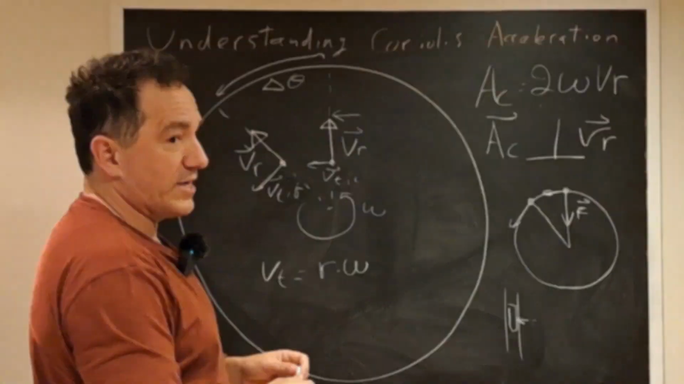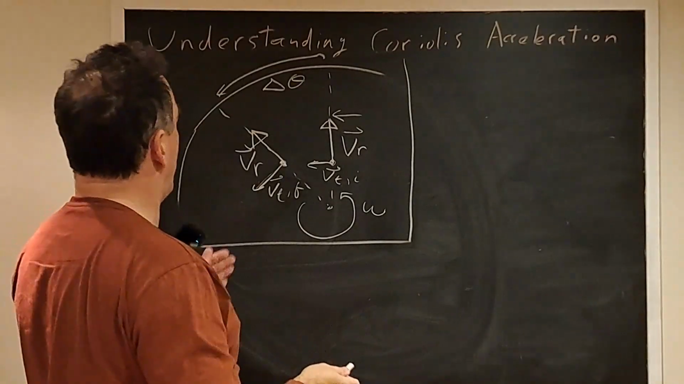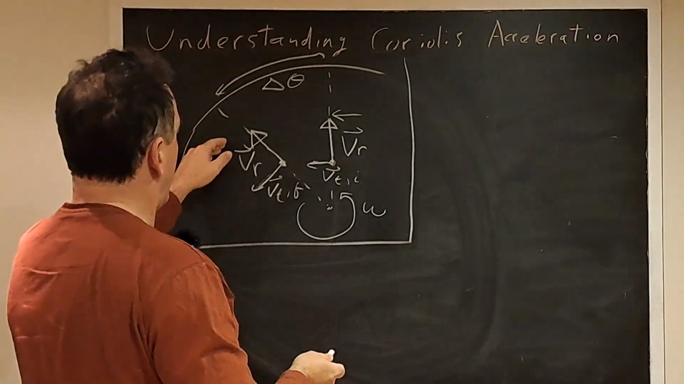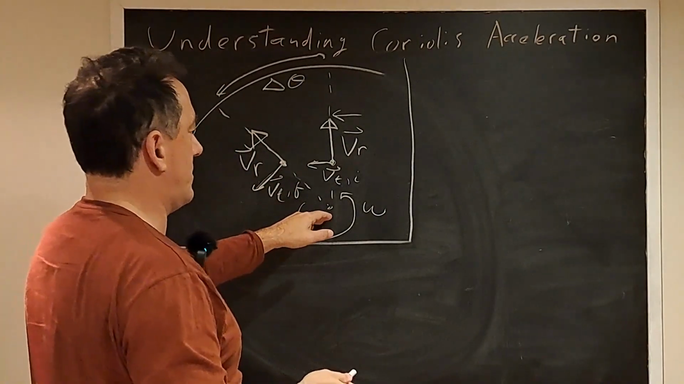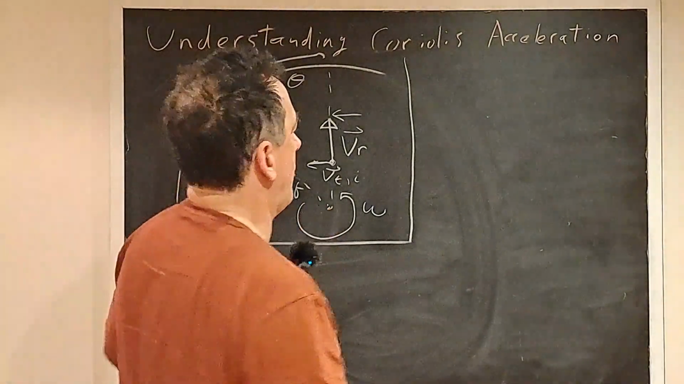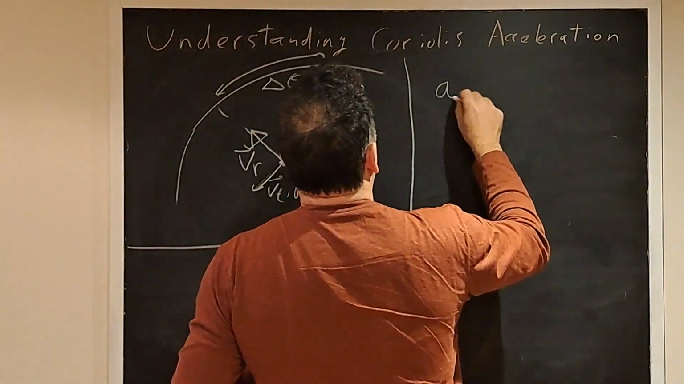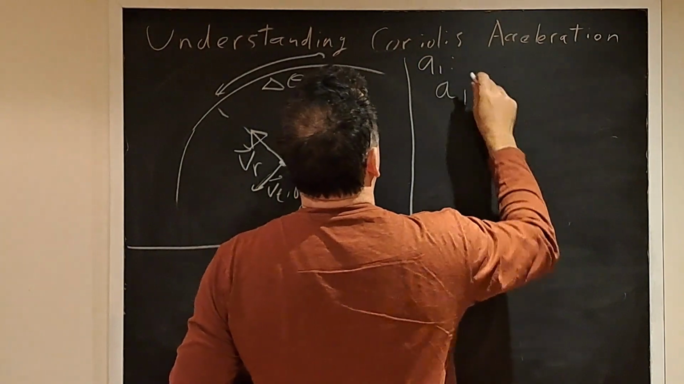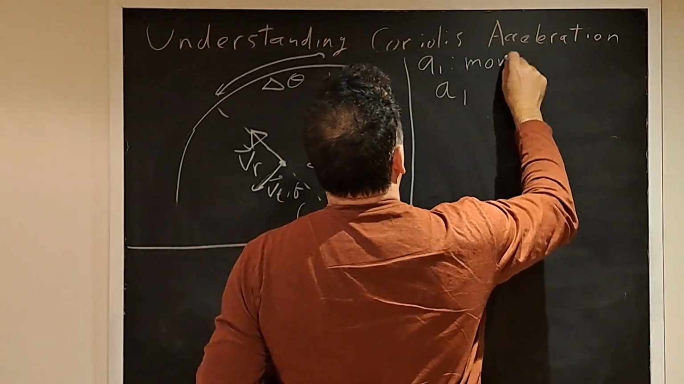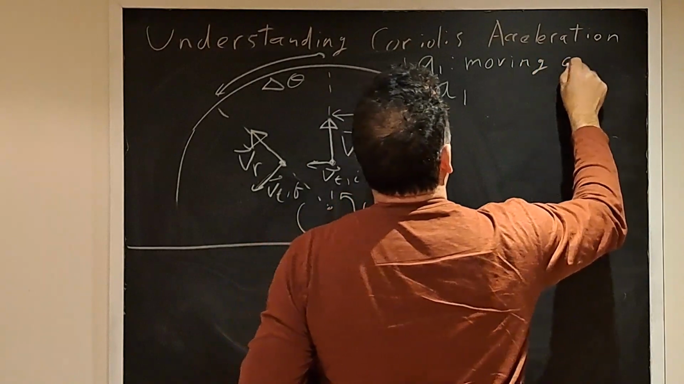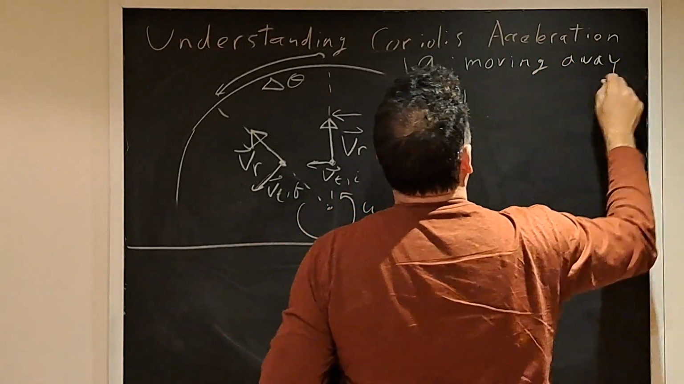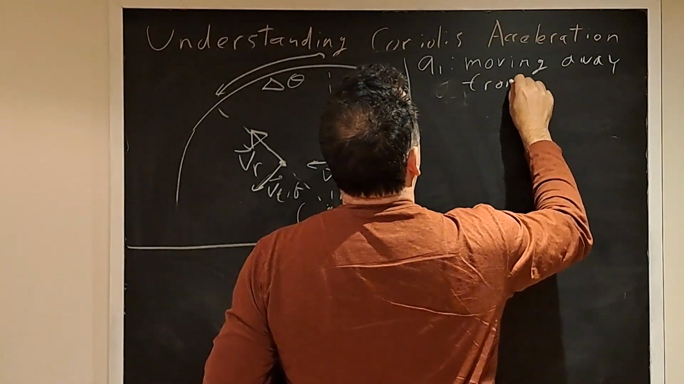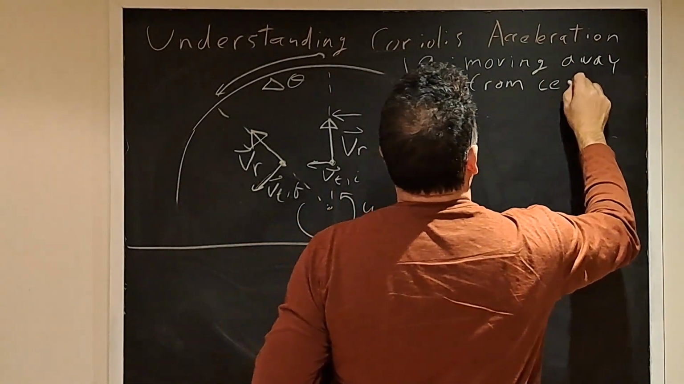So let's just do that on the next board. The first effect will be due, for example, to the fact that we are moving away from the center of the disk. So we have the acceleration. We will call this one A1, and A1 is due to moving away from the center.